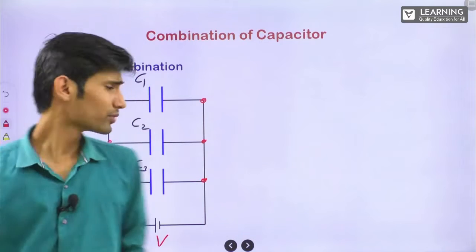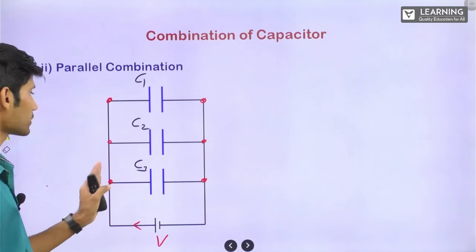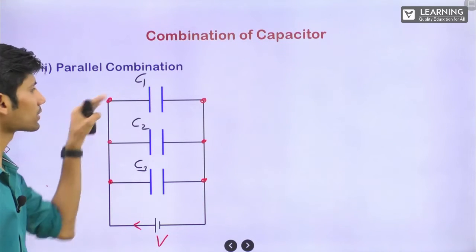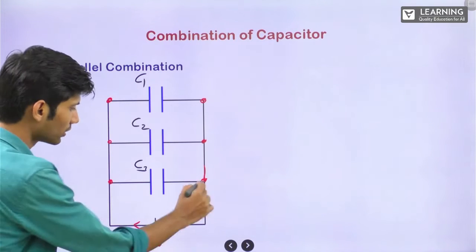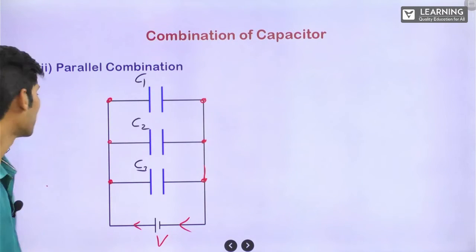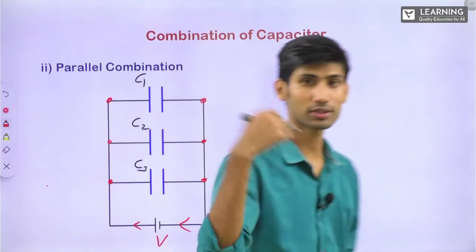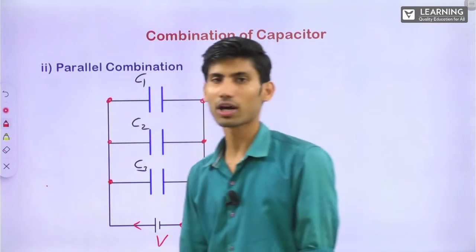Why? Q amount of charge is coming from the battery. Some amount of charge will go here, the rest will go further, then some will go here, then the rest will go further, then some will go here. After coming out from here, it will merge, and the total, the same amount of charge, will go into the battery. That's how we understood the same concept when we were talking about resistors in electricity, how the current gets distributed. The same way the charge also is distributed.